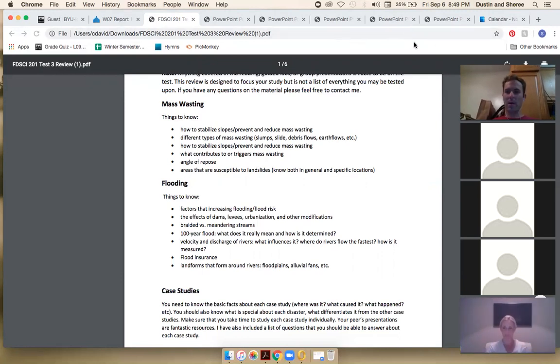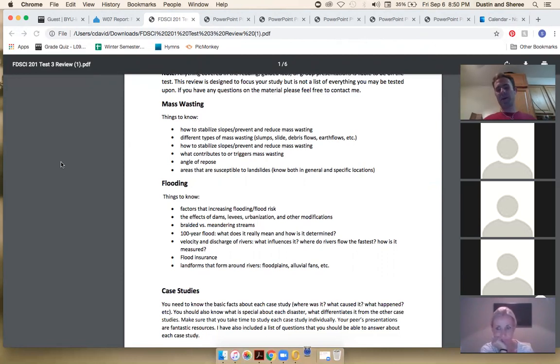Okay, so now I'm just going to get the chat open over here. Okay, perfect. Flooding, these are some things to know. Factors that increase flooding and flood risk. The effects of dams, levees, urbanization, and other modifications. Braided versus meandering streams. 100 year floods. What does it really mean and how is it determined? Velocity and discharge of rivers, what influences it? Where do rivers flow the fastest? How is it measured? Flood insurance and landforms that form around rivers, so floodplains, alluvial fans, things of that nature.